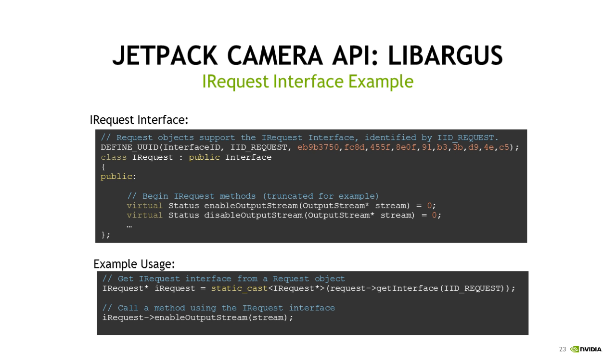The following example puts things together. The first box provides a snippet of the iRequest interface, both for reference and also to show the corresponding interface ID definition. The second box provides an example of acquiring the iRequest interface from a request object and calling a method using that interface.